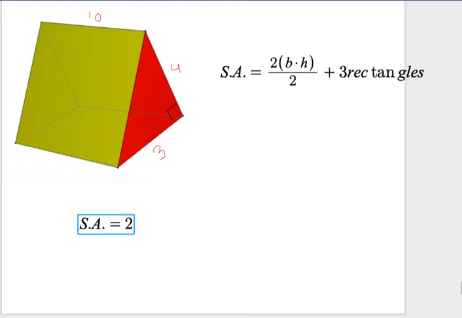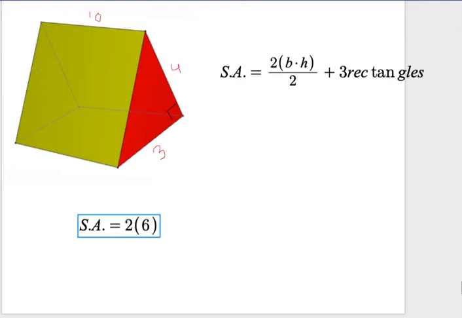I'm going to have 2 times, and then it's going to be 3 times 4, which is 12, but then I'm going to divide that by 2. Again, I'm following that formula up above, base times height divided by 2. So that's 12 divided by 2, which is 6. So I'm going to put 6 there.